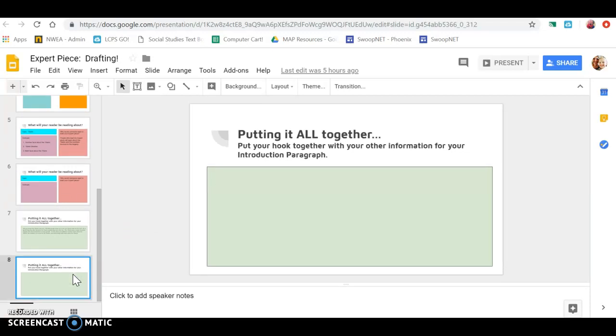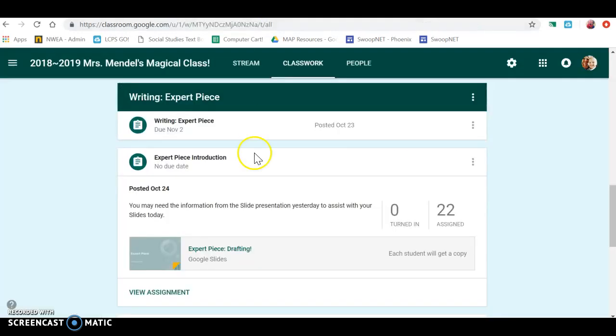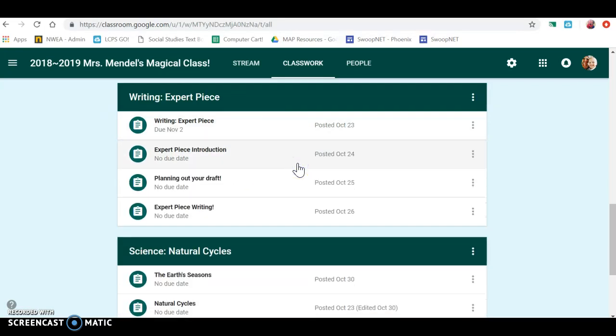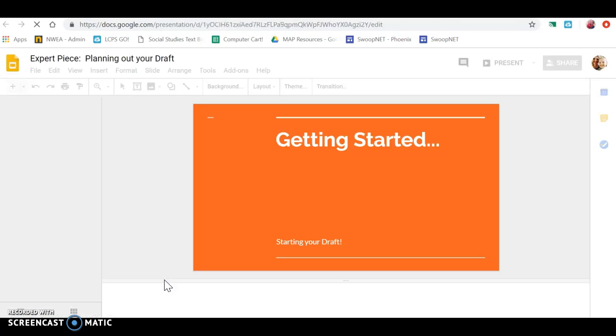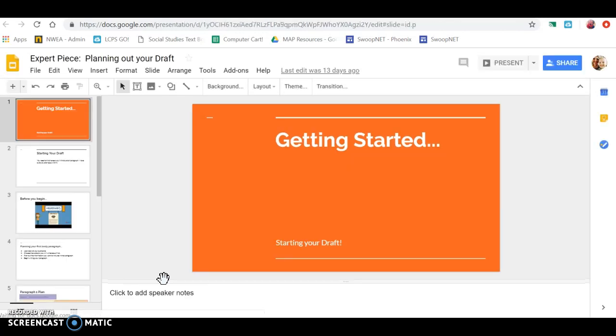This was on day 2, and some of them took a little bit longer, so it also went into day 3. All right, and here you can see that I reminded them you may need the information from the slide presentation yesterday to assist with your slides today. So they were reminded that they might need to go back. Moving on to the next day, planning out your draft. And again, they have another slide presentation to click into.